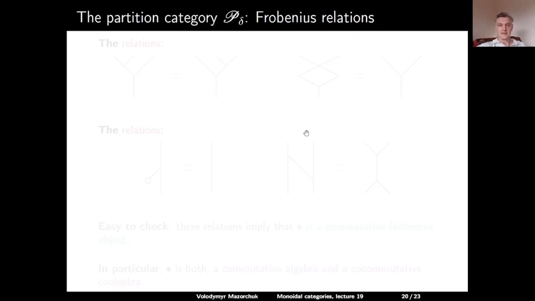Next, let us discuss the Frobenius relations in curly P. So we have the relations given by the following 2 diagrams. The first diagram, you can easily see that this relation means that the split operator we can think of as co-multiplication, and this relation exactly says that this split is co-associative.